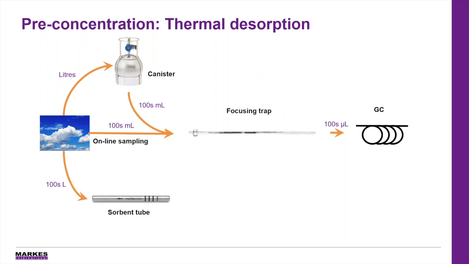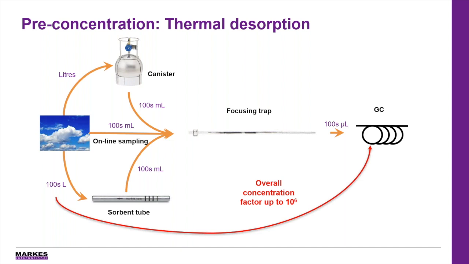Now, for sorbent tube sampling, we have the ability to take hundreds of litres of sample in certain situations. So this is then transferred in hundreds of millilitres of gas to the focusing trap, and then hundreds of microlitres of gas to the GC. Again, at every stage, the amount of gas gets smaller, but the amount of compounds we have remains the same. So we're pre-concentrating at every step. And for sorbent tubes, the overall concentration factor can be up to 10 to the 6. So when we're dealing with these really low levels of harmful compounds, TD has the ability to really look and see them.